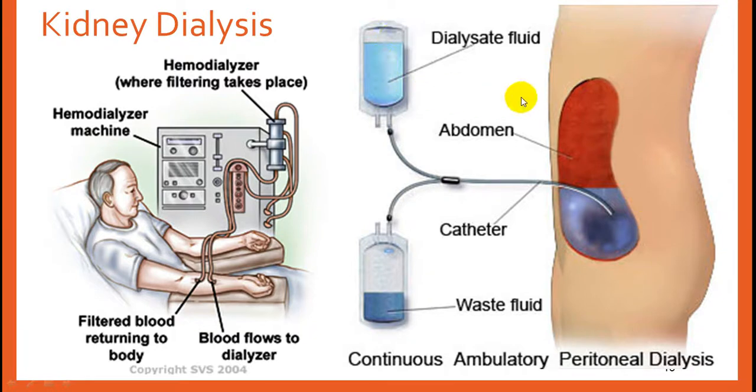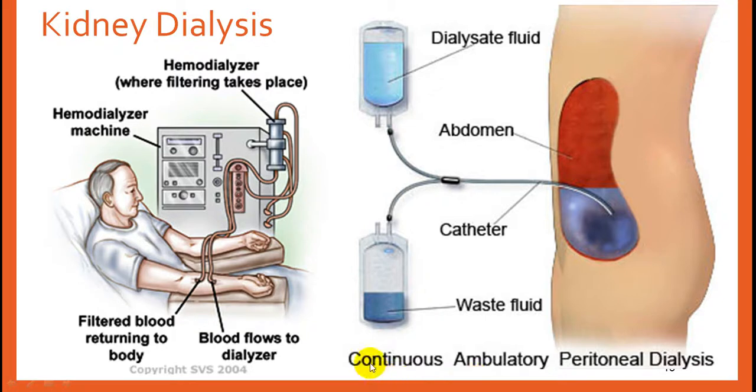Then your fluid comes in, and that fluid is very salty, or whatever it's made up of for your needs. And it causes the waste to, by osmosis, go two-way through that catheter and into your waste fluid bag right here. So we're wearing 2 bags, and then of course you have to replace the dialysate bag and get rid of the waste bag.